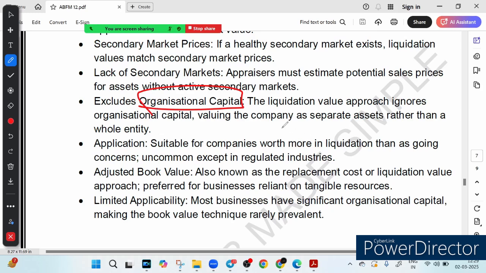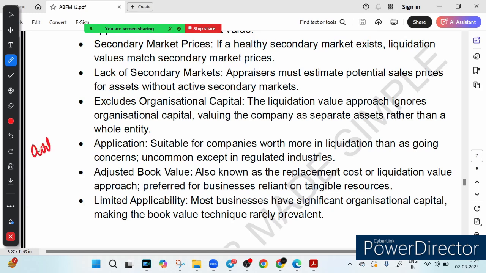So it treats the company as a collection of assets, not just the business entity. So where is liquidation value used? So we know about liquidation asset, where it is used. So application of it is that it is relevant for companies that are worth more when sold in parts rather than as a running business, right? For example, a failing airline.